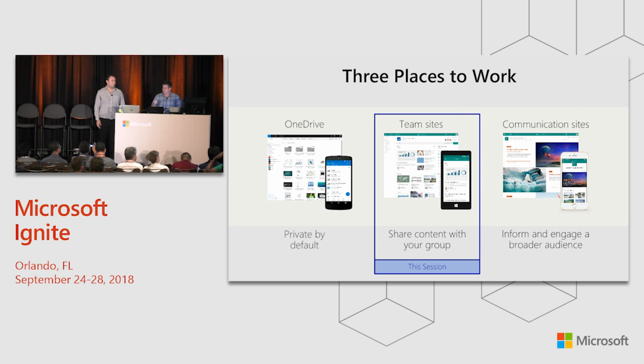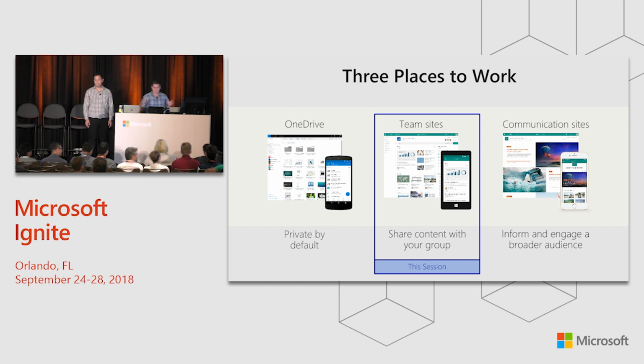But we give you 3 places to work, 3 places to put your stuff in Office 365. And we're going to talk about the differences between them for a little bit, because we get asked this stuff a lot. So first of all, there's OneDrive. OneDrive is for your stuff. Everything that you put in OneDrive is private by default. Of course, you can share it with whoever you want, but stuff in OneDrive is your stuff, right?